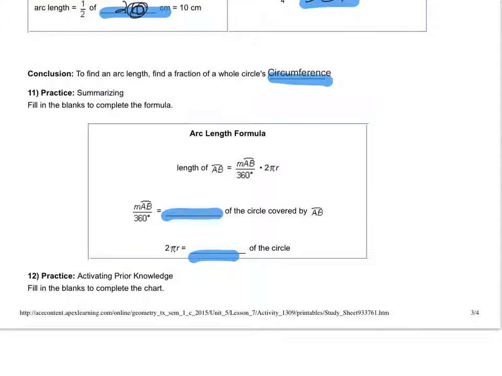All right, so we're going to fill in the blanks. The arc length formula. Don't let this bother you. The length of the minor arc AB is equal to the measure of the arc AB divided by 360 times the circumference, which is 2 pi r. So if given, the measure of AB divided by 360 is equal to just a fraction, and that's what goes here, a fraction of the circle covered by the arc AB. So 2 pi r, once again, is just our circumference of the circle.